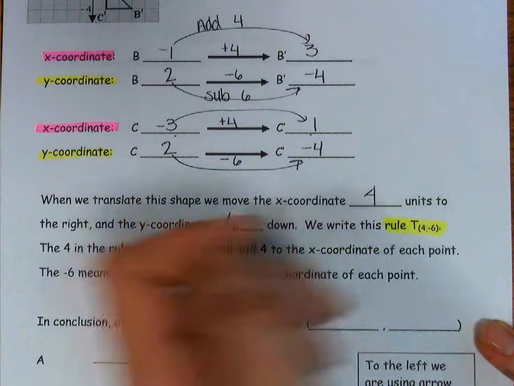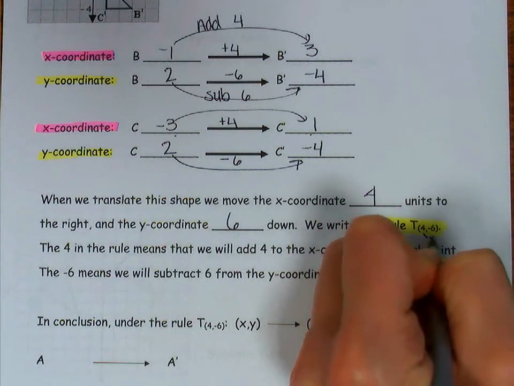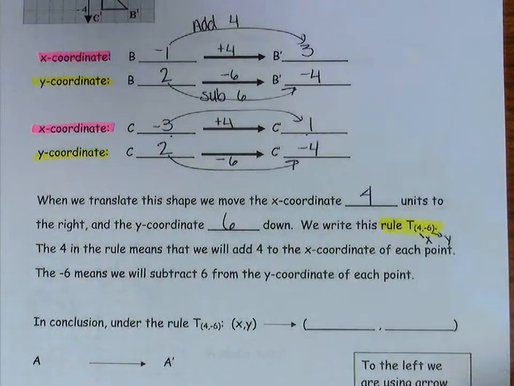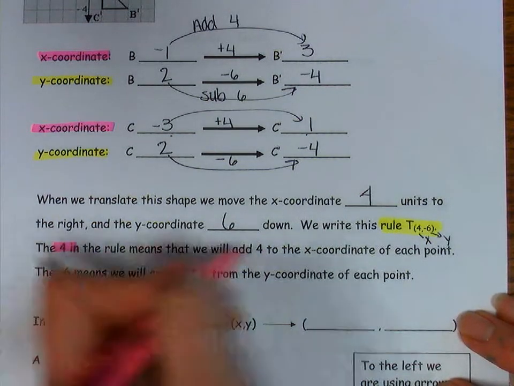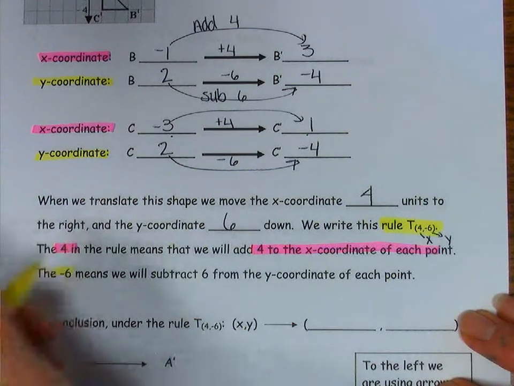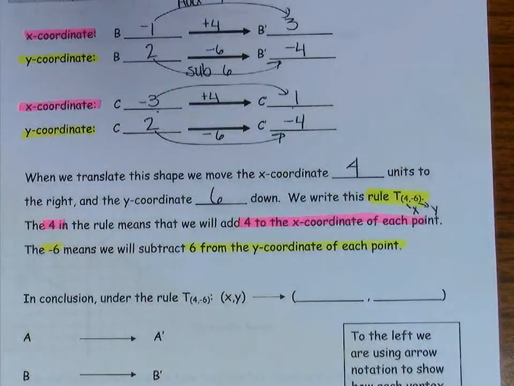So 4 means that we're moving it to the right. This is our x direction, and since it's positive, we're moving it to the right. And the negative 6 is our y coordinate, so we're moving in the y direction. Since we moved it down, that's why we have the negative sign there. So the 4 means that we're going to be adding 4 to the x coordinate, and the negative 6 means that we're going to be subtracting 6 from each of the y coordinates.